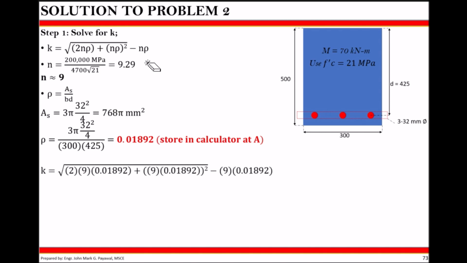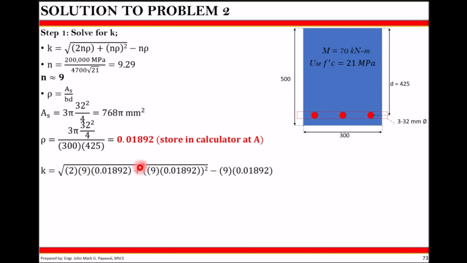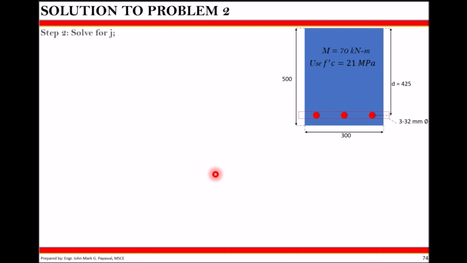For K, using the equation here, it would result to a value of 0.438. Again, we use exact values later. After step 1, solving for k, we transition to step 2, which is to solve for j. Using the exact value for k, j would be 0.854. Again, we store that in the calculator.